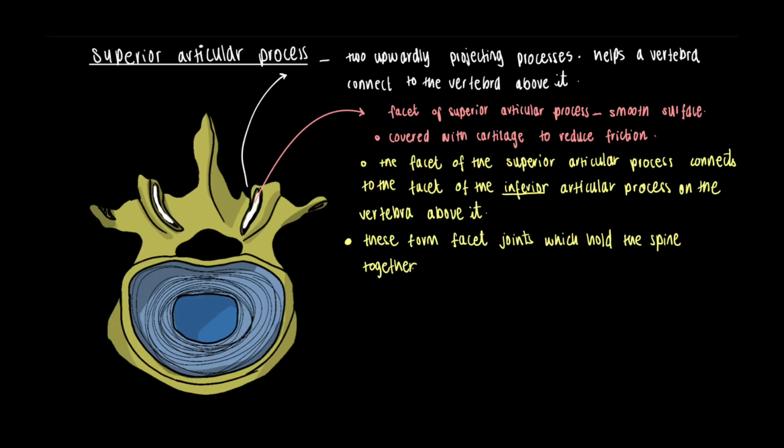Connecting the vertebrae are the articular processes. The superior articular processes project upward and articulate with the inferior articular processes of the vertebra above. The facet of the superior articular process is a smooth, flat surface that is covered with hyaline cartilage. This cartilage reduces friction and allows the vertebrae to glide smoothly against one another. Together, the superior and inferior articular facets form facet joints, which help stabilize the spine while still permitting a controlled range of motion.